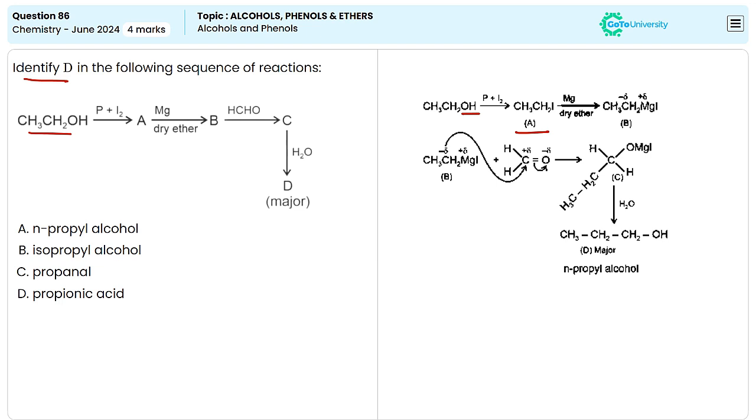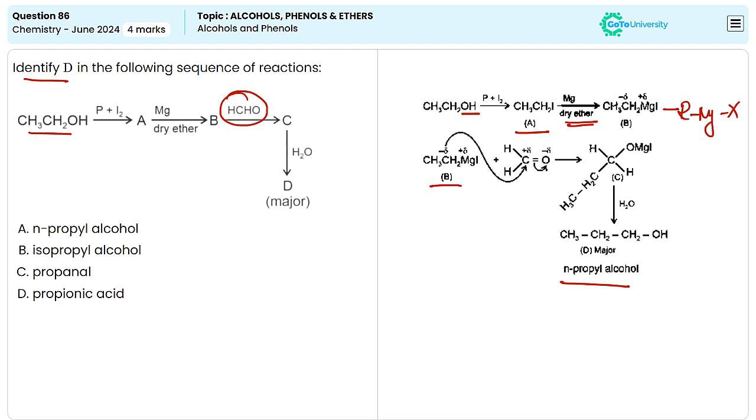Now this iodoethane on reaction with magnesium in dry ether medium will produce an intermediate, CH3CH2MgI. This is a type of Grignard reagent with a common formula RMgX. Now this Grignard reagent on reaction with formaldehyde will produce another intermediate C, and this intermediate will undergo hydrolysis to produce the major product of the reaction, that is N-propyl alcohol, or simply we can say propanol.